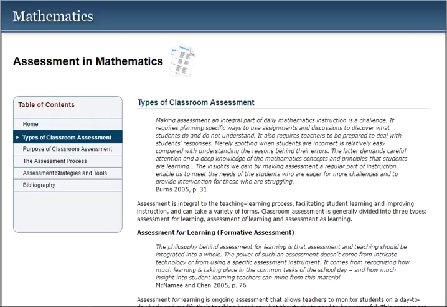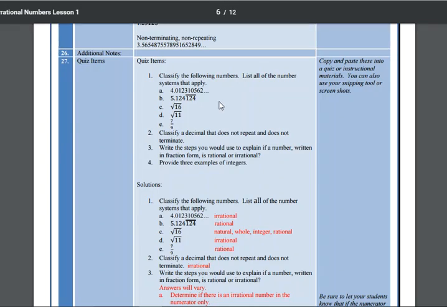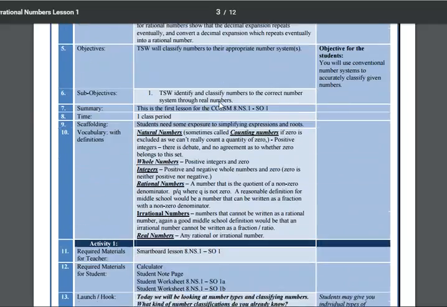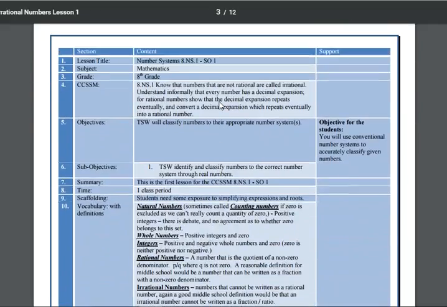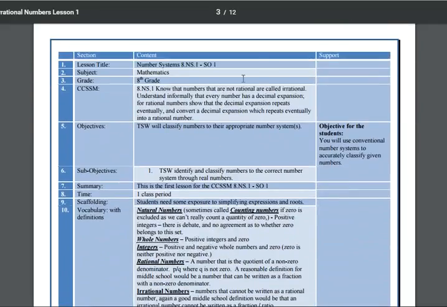And now on to my lesson plan. My lesson plan is on the number system. Here's my lesson plan laid out. It's going to be 8th grade. Students will need to be able to classify numbers to their appropriate number system.